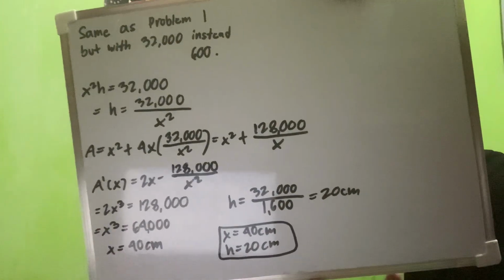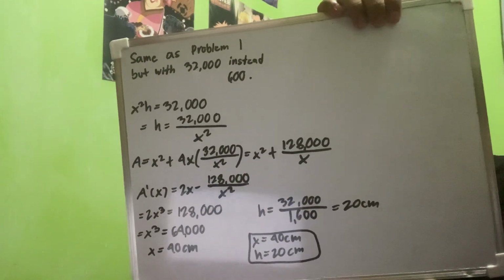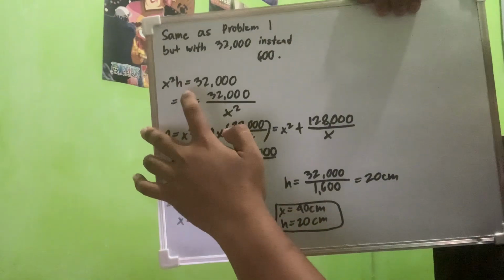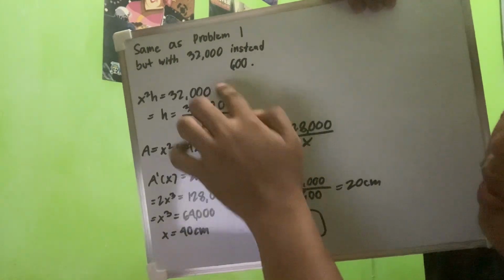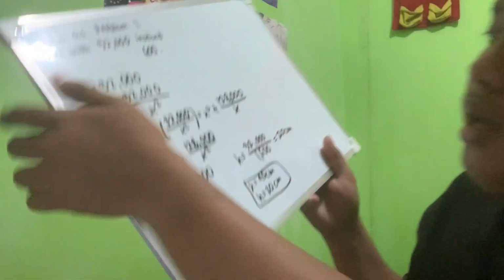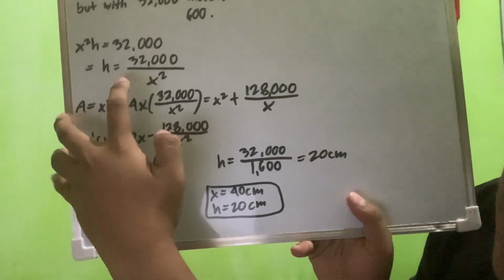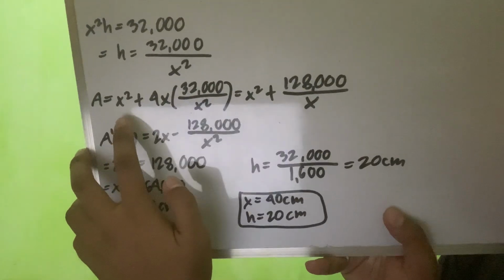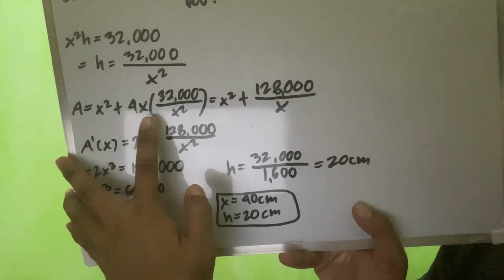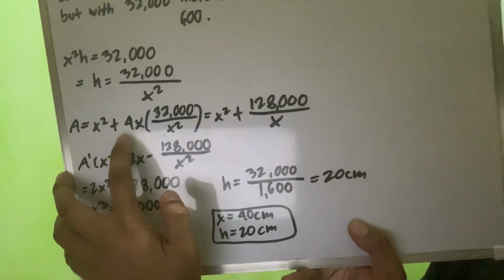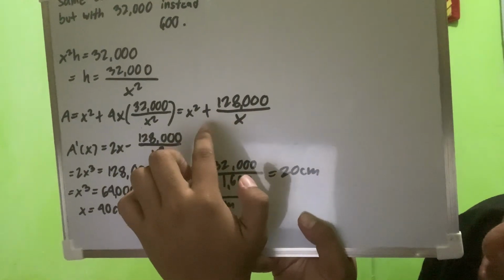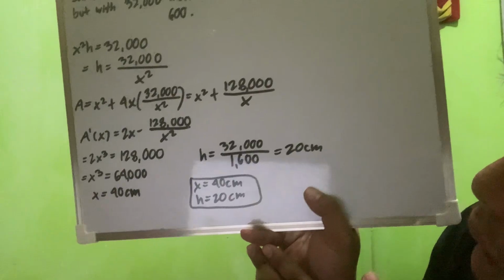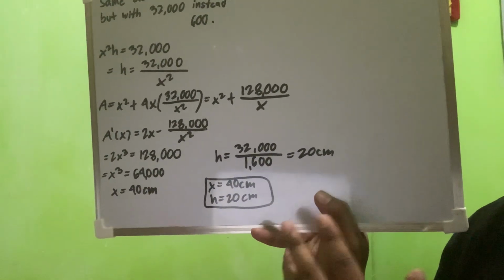So let the side of the square base equal x, and the height equal h. So the volume is x squared h equals the volume. So x squared h equals 32,000, so h equals 32,000 over x squared. That is the volume. So area equals x squared plus 4xh, which is x squared plus 4x times 32,000 over x squared, equals x squared plus 128,000 over x. So that is the surface area.